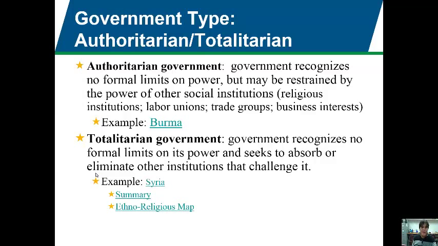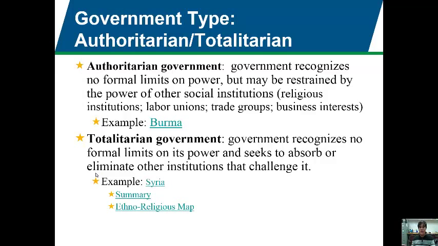The next type of government is the authoritarian government, and this is probably one that we're familiar with. It's where the government recognizes no formal limits on power, but may be restrained by the power of other social institutions: religious institutions, labor unions, trade groups, business interests. So the government has no formal limits on its power, but it will listen to other social institutions. The example I have here is Burma. If you want to click on the link, you can read a little bit more about Burma.